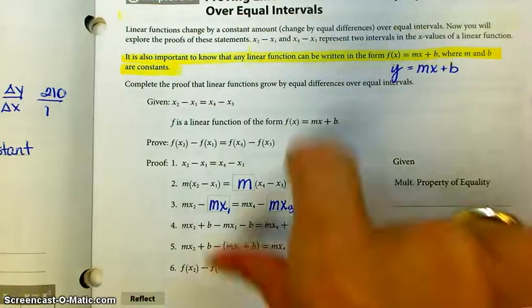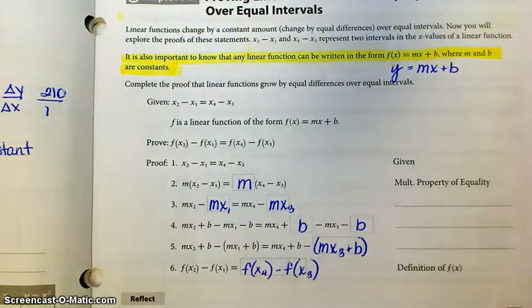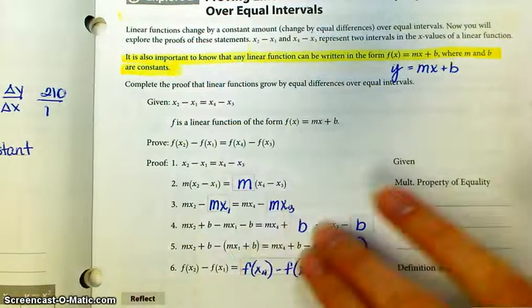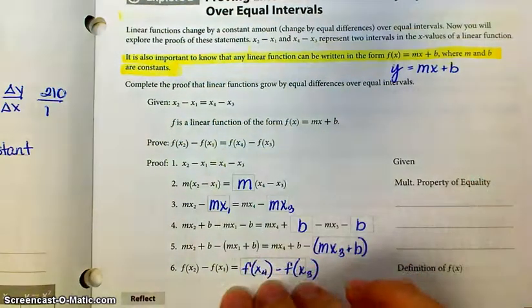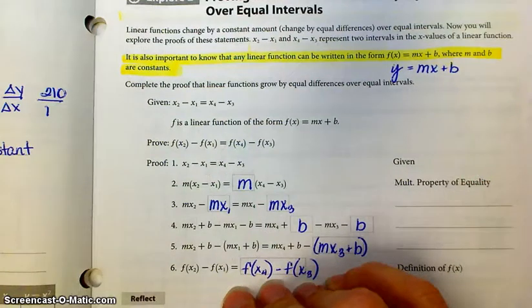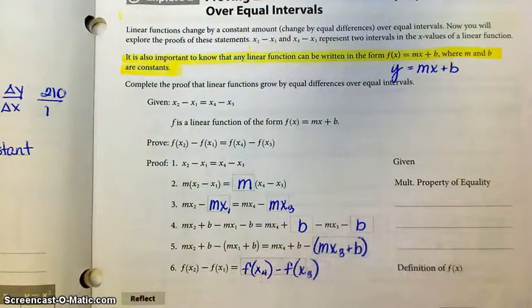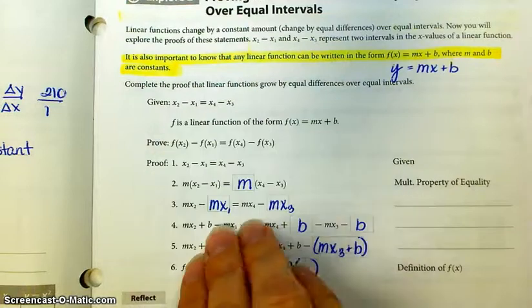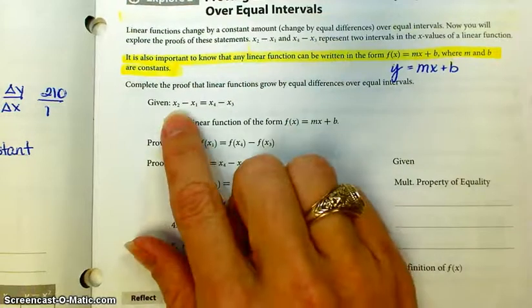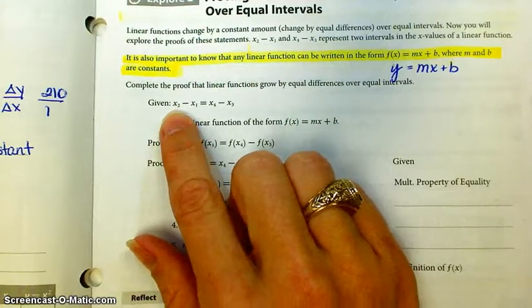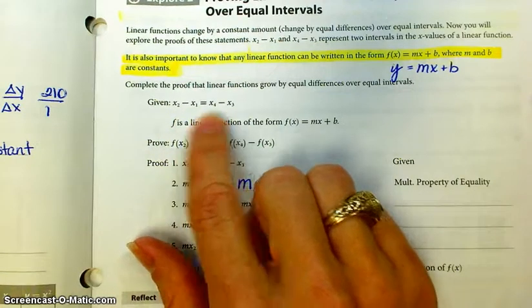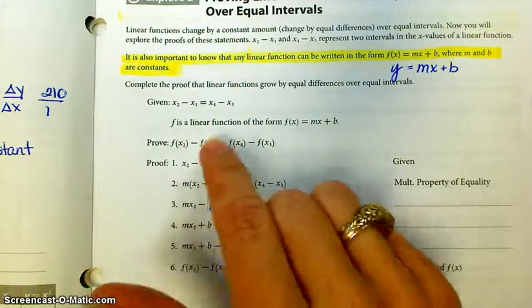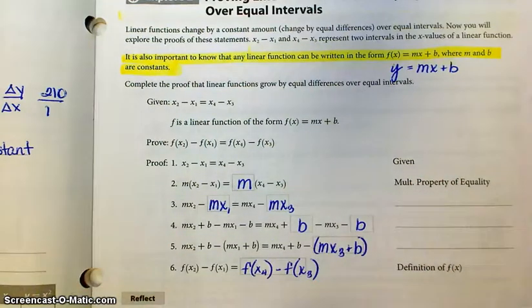All right, on 197, where it says proving linear functions grow by equal differences over equal intervals, I'm not actually too worried about you running through this and understanding, because it looks like a whole lot of letters and symbols and things, and it may be kind of intimidating looking. So I'm not super worried about that. But the point of this is that they're trying to show that the change in x values, whether I take it from x2 to x1 or from x4 to x3, whatever, the change from one to the next is always constant if it's a linear function.